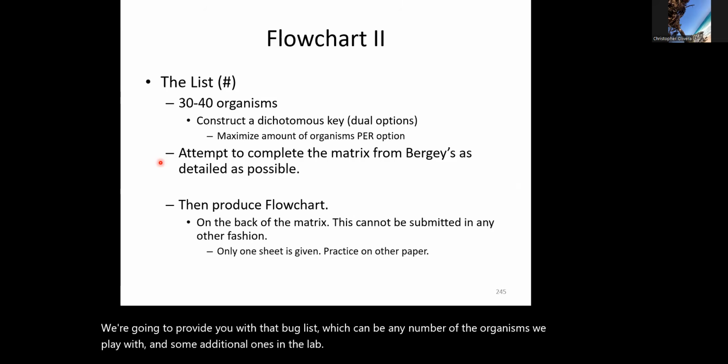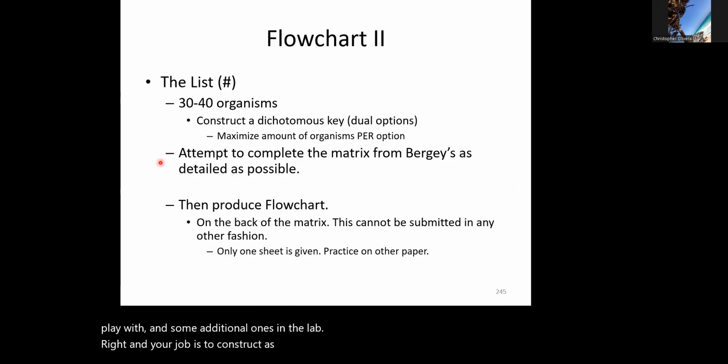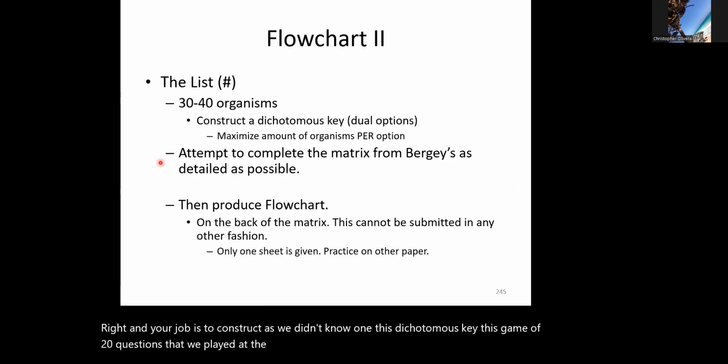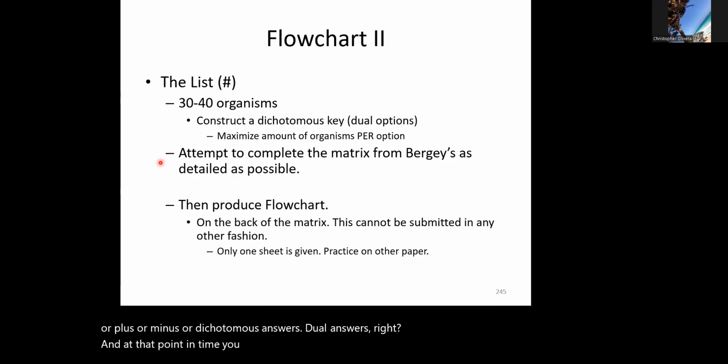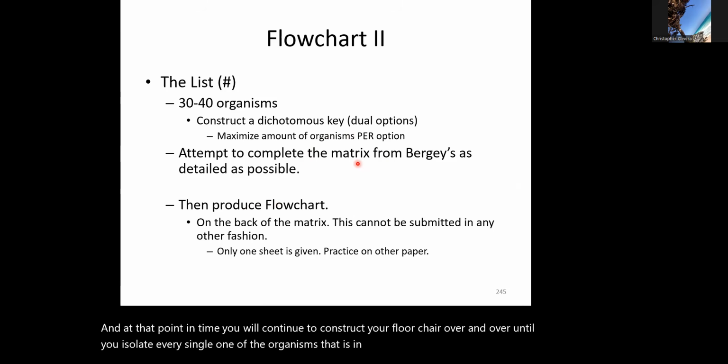And your job is to construct, as we did in Unknown 1, this dichotomous key, this game of 20 questions that we played at the beginning. And the idea is to come up with only yes or no, or plus or minus, or dichotomous answers, dual answers, right? And at that point in time, you will continue to construct your flowchart over and over until you isolate every single one of the organisms that is in your matrix, meaning your bug list.